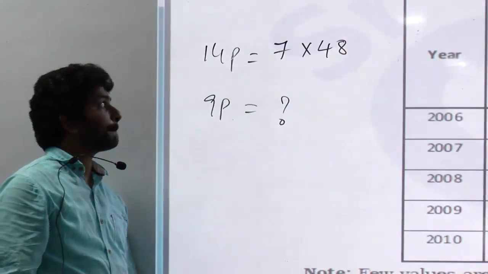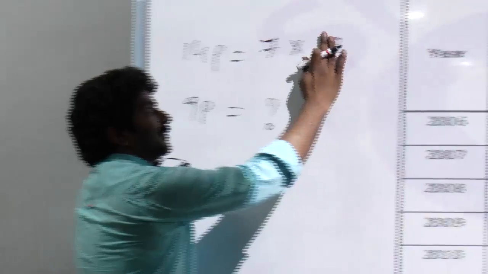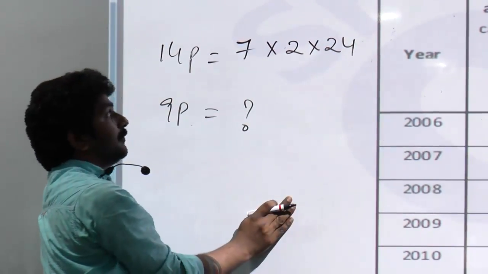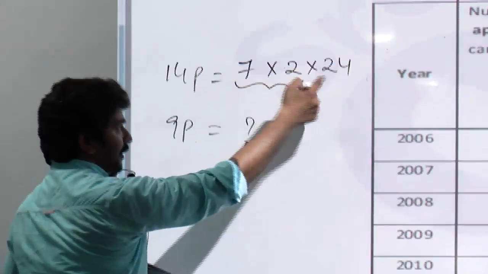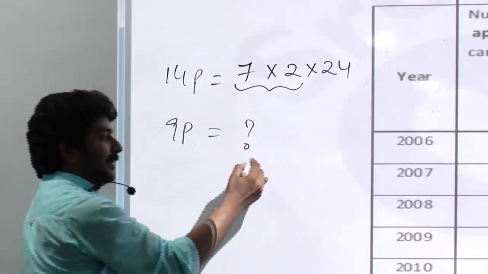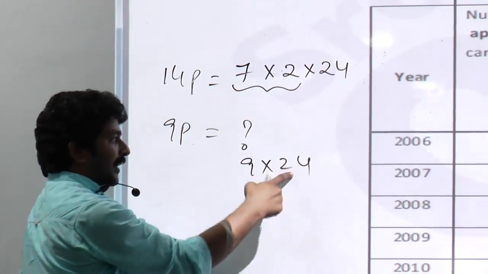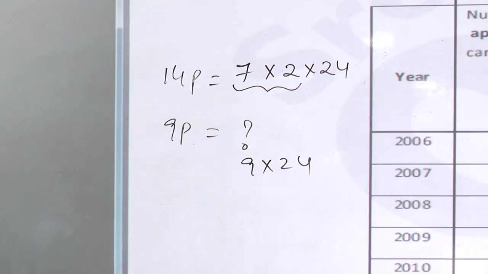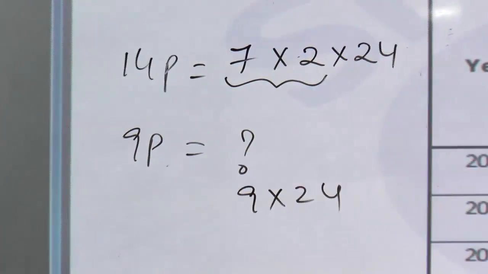Okay, can I write this number as 2 into 24? Yes or no? 14 parts is equal to 14 into 24. 9 parts will be equal to 9 into 24. 10 times of this number minus 1 time. 10 times of 24, 240, minus 1 time 24. 240 minus 24, 216. Or else last digit, మీ ఇష్టం. 36th ఎండ్ అవ్వాలి, 6th ఒకటే ఉంది.